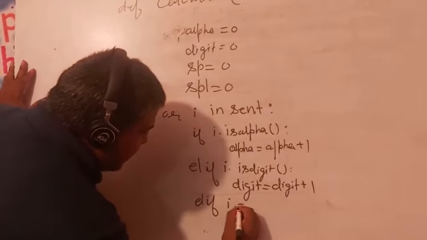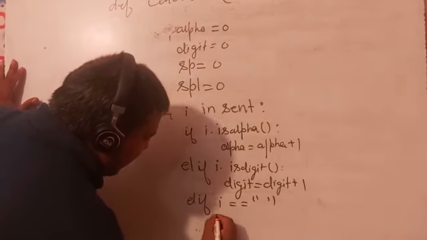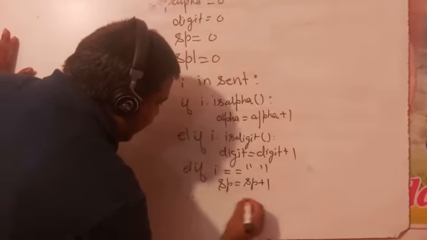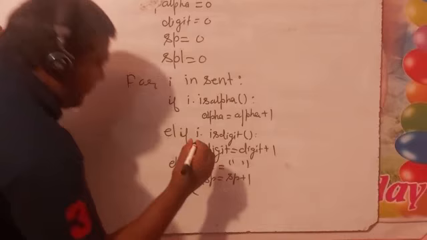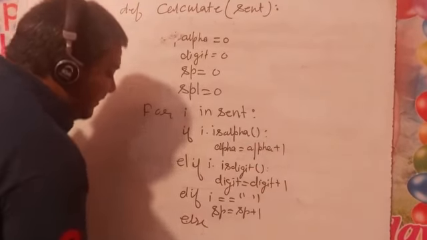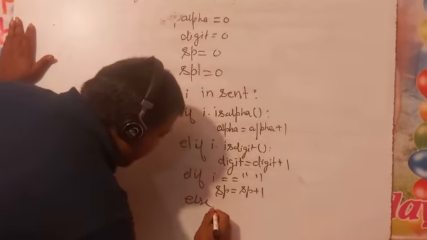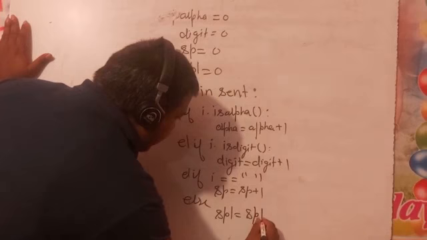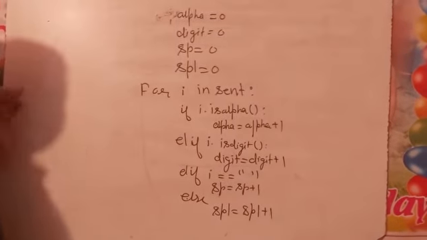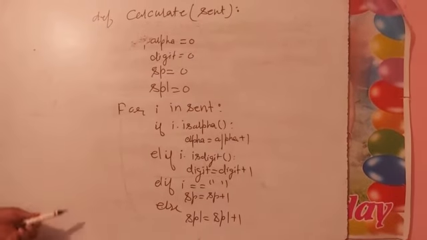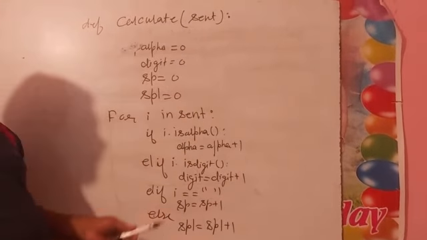Then again I will check elif. If i is equal to space, then I will increase the value of space: space is equal to space plus 1. Else, if it is not an alphabet, not a digit, not a space, then I will increase the value of the special variable. Special is equal to special plus 1. After calculating all this, what do we have to do? We have to display all these values.